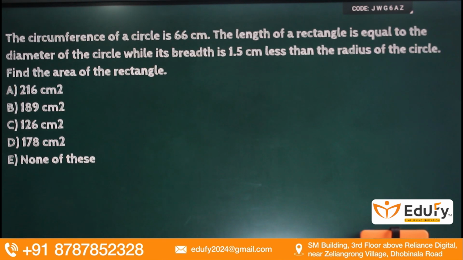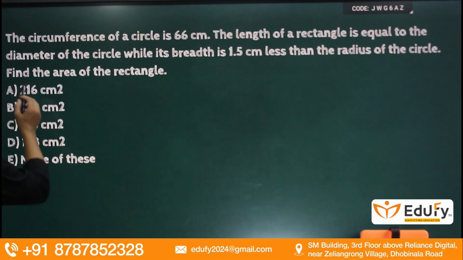Okay, let us try another question. This question is based on area and circumference of a circle. Let us see what is given. This is on areas. So we have a circle here. The circumference of a circle is 66 centimeter. The length of a rectangle is equal to the diameter of the circle, while its breadth is 1.5 centimeter less than the radius of the circle. Find the area of the rectangle.